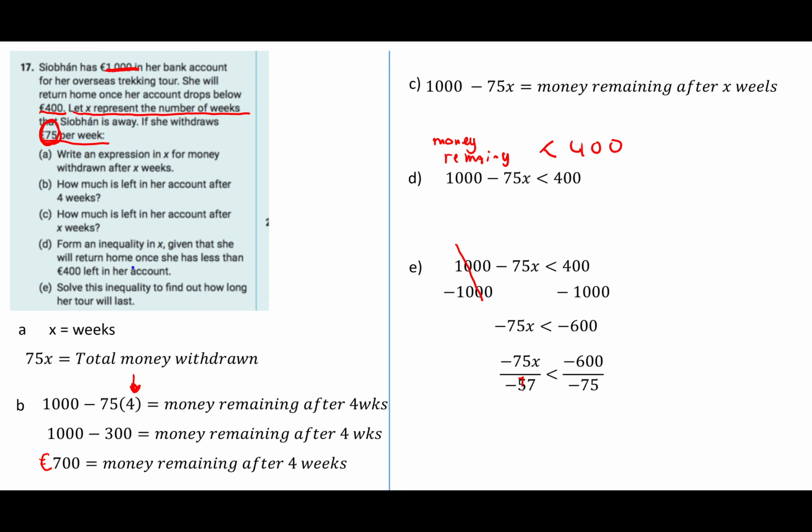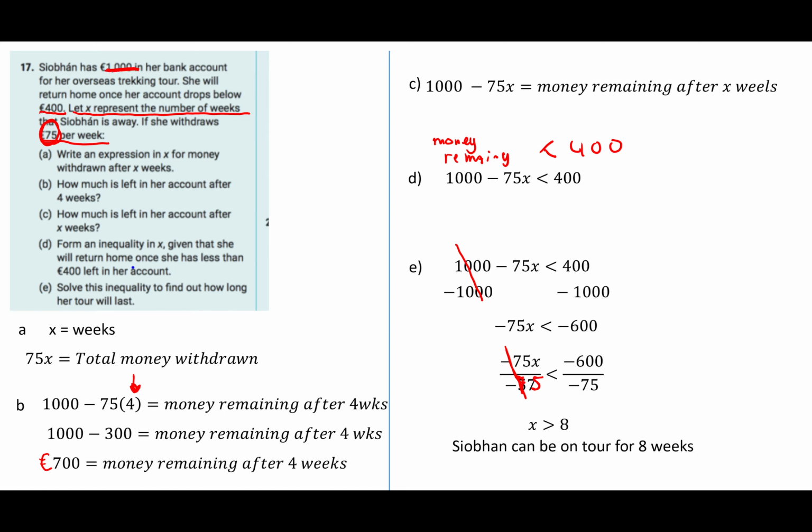Oh, sorry guys, I should say 75 there. And let's work out our remainder. So the minus 75s on our left-hand side cancel out. Don't forget, if you are dividing by a minus, you must flip your inequality. So this becomes X is greater than 8.